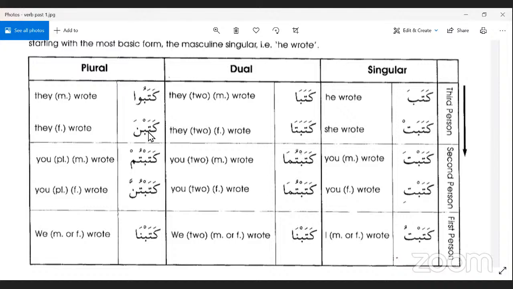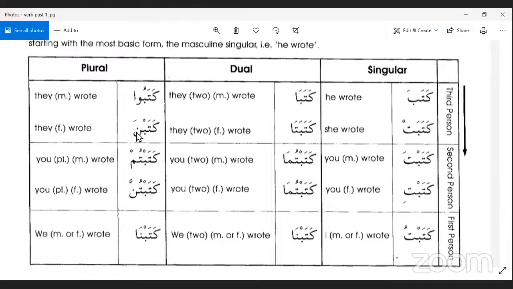And then we have katabna. This is the 6th form. What happens is that in the 3-letter verb, the last letter, the ba, is given a sukoon, and we add a noon with a fatha. Katabna indicates they all females. What does it indicate, Sister Samina?